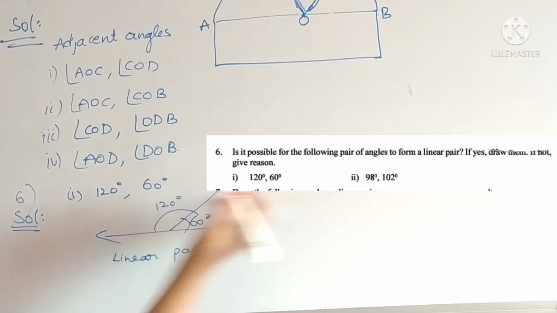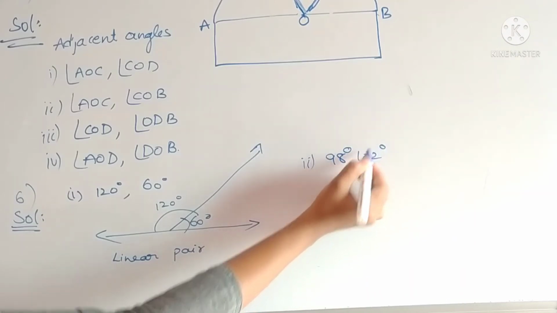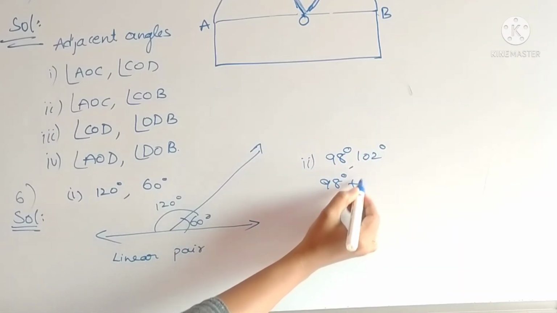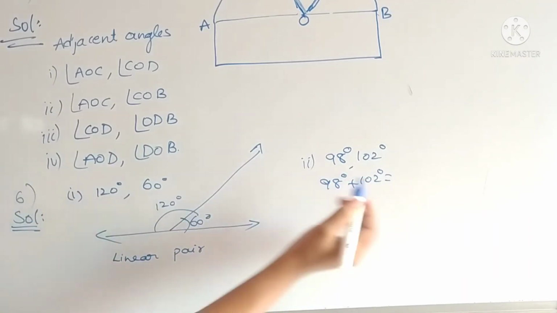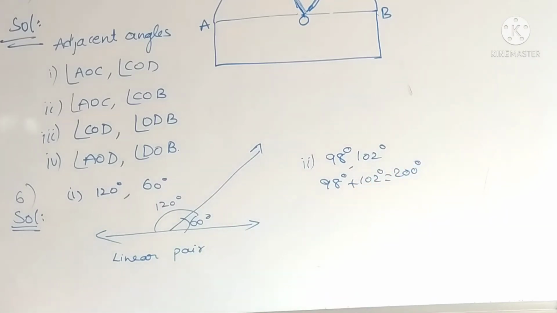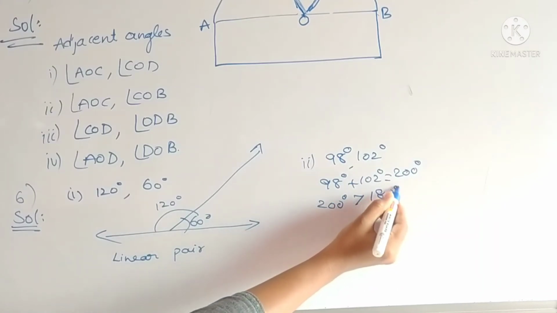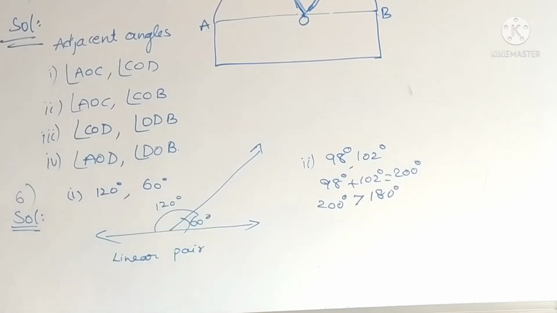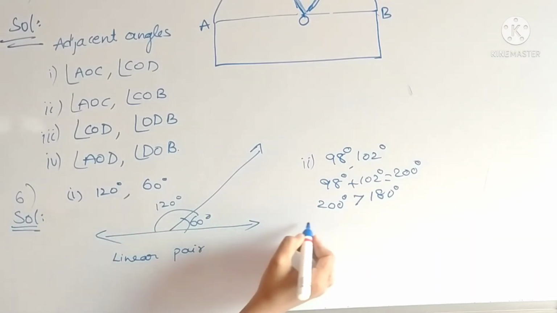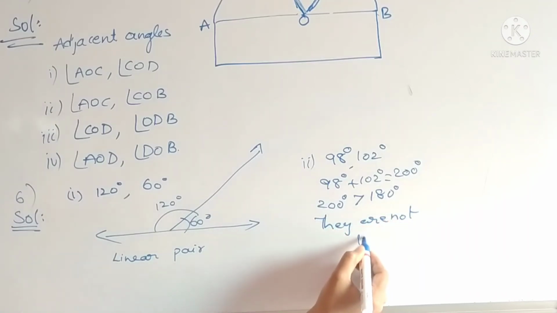Next, in the second, they are giving 98 degrees, 102 degrees. So if we add 98 plus 102, how much is it? 200, right? So 200 degrees we are getting. So 200 is greater than 180. For the sum of two angles to form a line, it should be a straight angle, 180. But here it is 200, more than 180. So they are not a linear pair. They are not a linear pair.